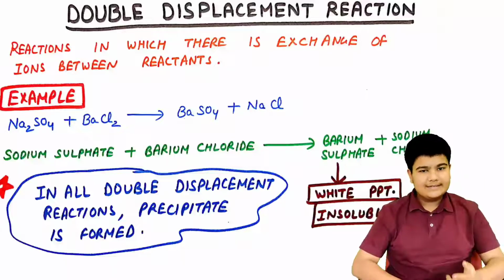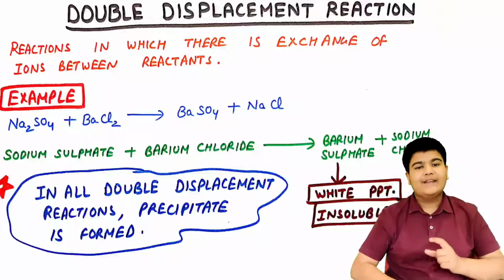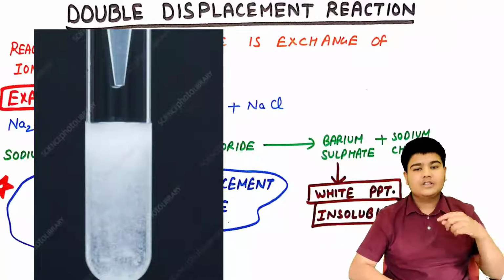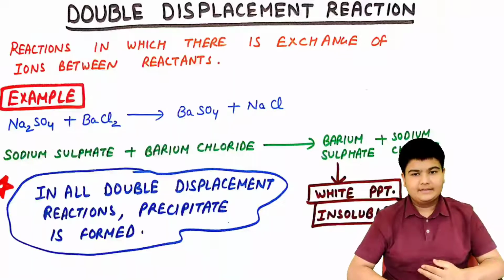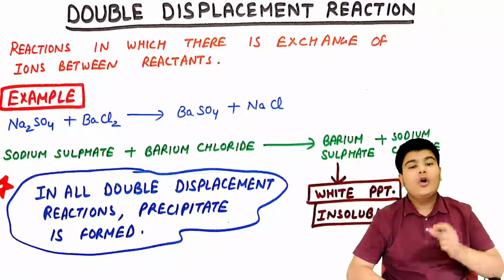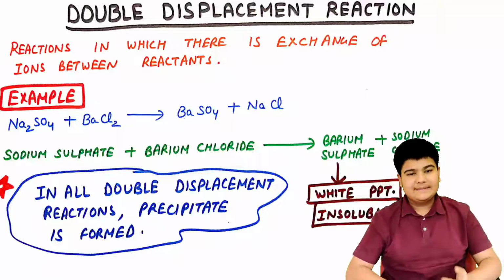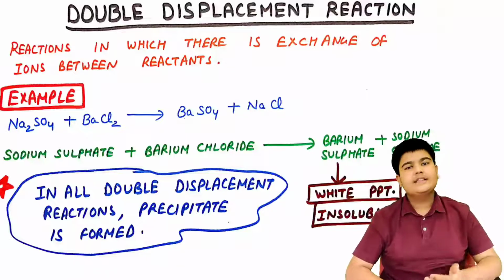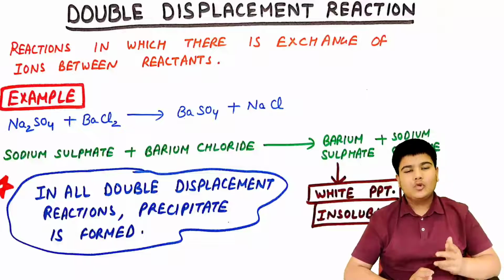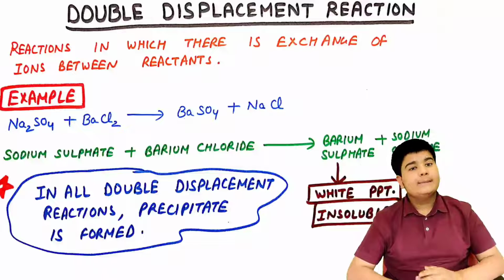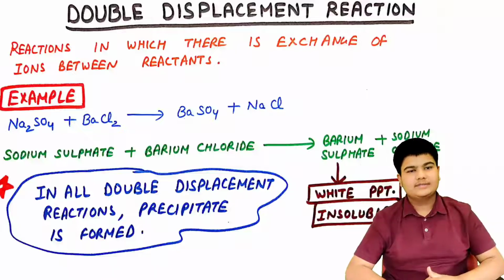Now in this reaction, barium sulfate, which is an insoluble solid, also known as a precipitate, is produced. In all double displacement reactions, a precipitate is formed, and a precipitate is nothing but an insoluble solid. So all double displacement reactions are also known as precipitation reactions.